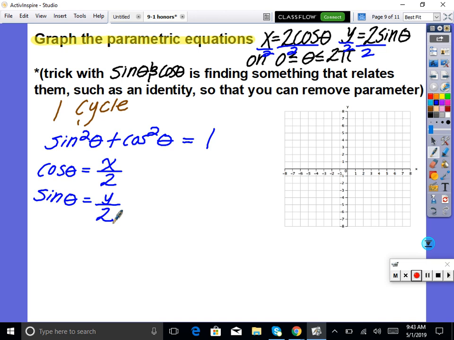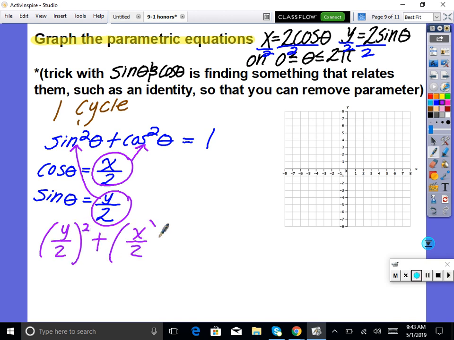Now look what we can do. We can take those values and substitute them in to create rectangular coordinates instead of having trig. So we're going to take this and plug it in right there, and take this and plug it in right there, because that is sine. You guys see a new true statement? So then we have y over 2 squared plus x over 2 squared equals 1. And now do you guys see how we have rectangular coordinates to graph?